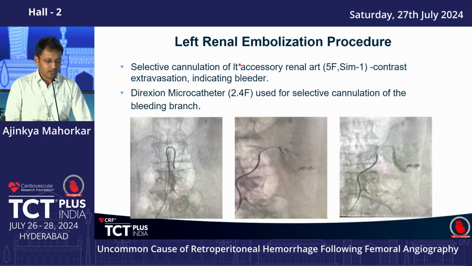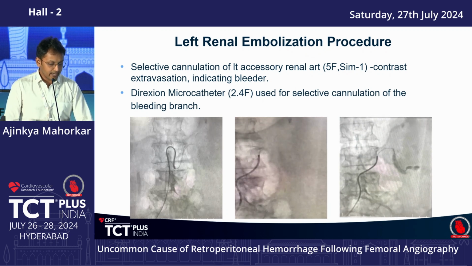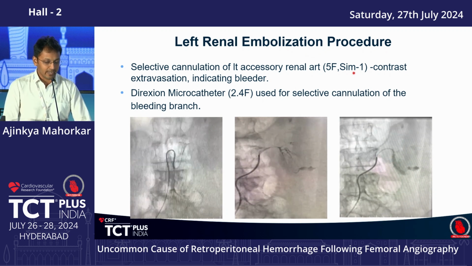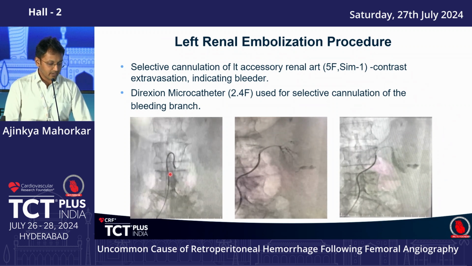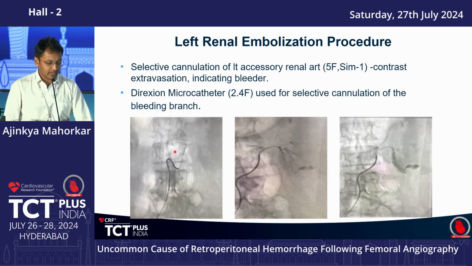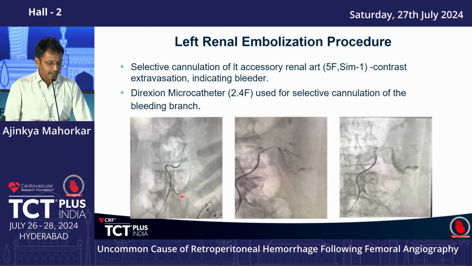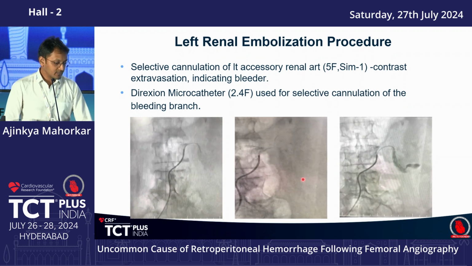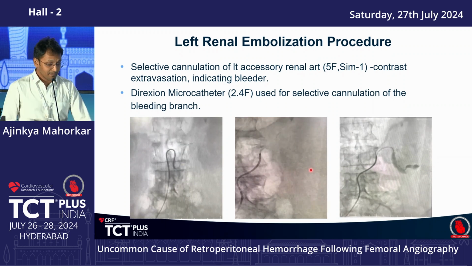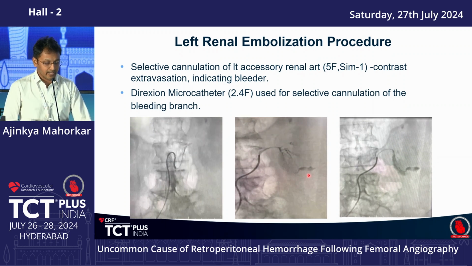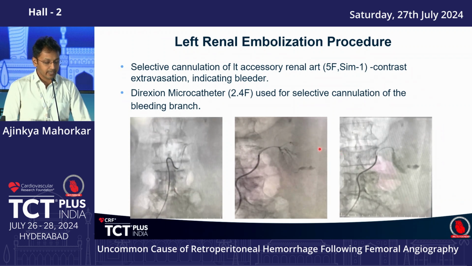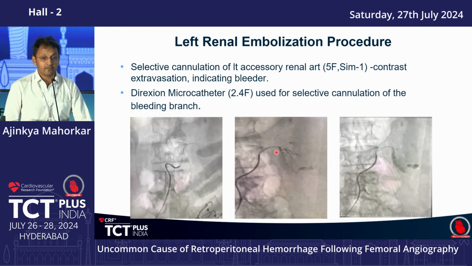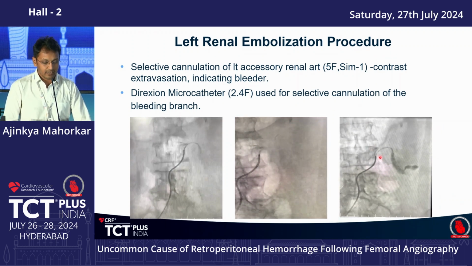So this is the left renal artery embolization procedure. It was actually from an aberrant left renal artery. So we cannulated it with a 5 French SIM1 catheter. This is how we engaged that aberrant left renal artery. And then we saw, as you can see, the bleeder is clearly seen. The bleeder is seen.